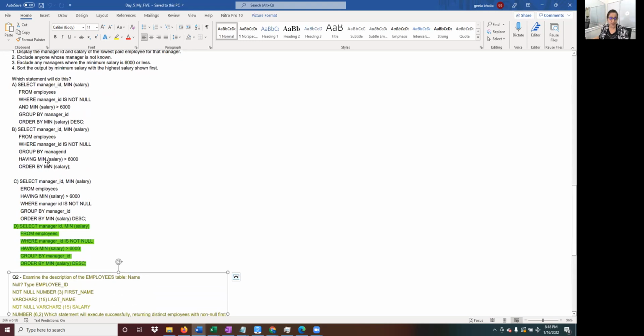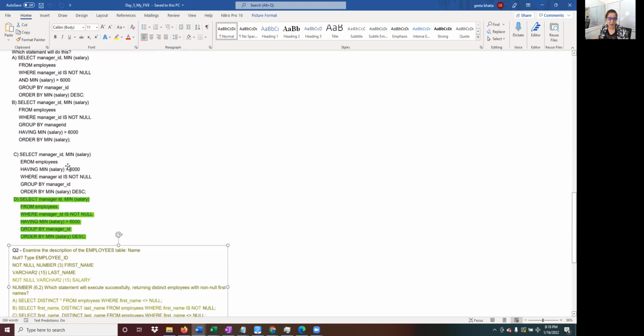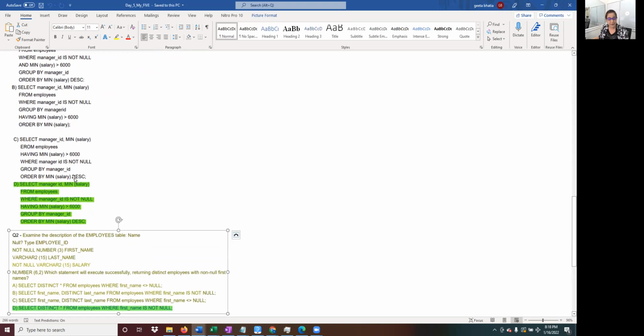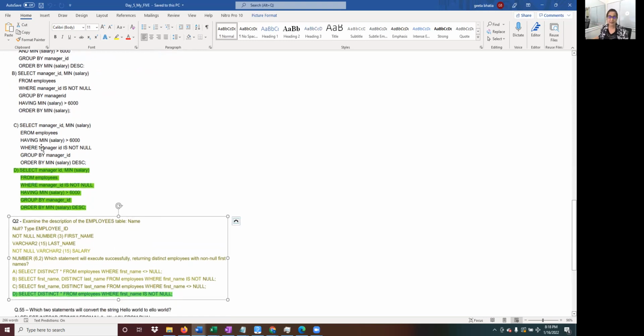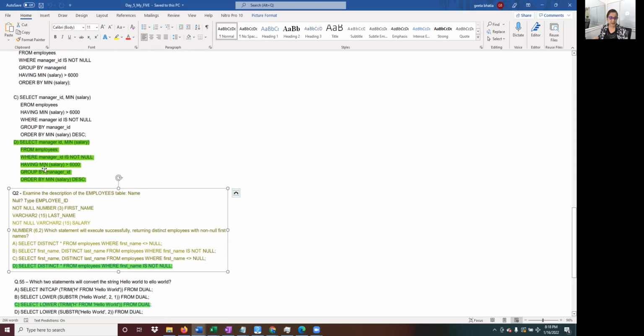Then over here, order by minimum salary descending is not there. I can ignore this. Over here, descending, I'm looking at it. Group by also looking, but the having min salary is over here. So this whole statement is looking almost right, but the having position is above the where criteria. So that is a little bit here, but here this looks perfect.